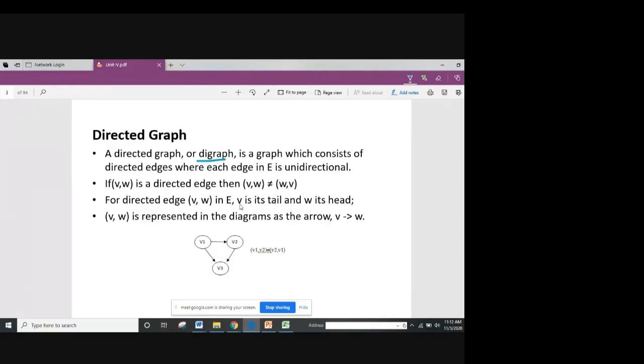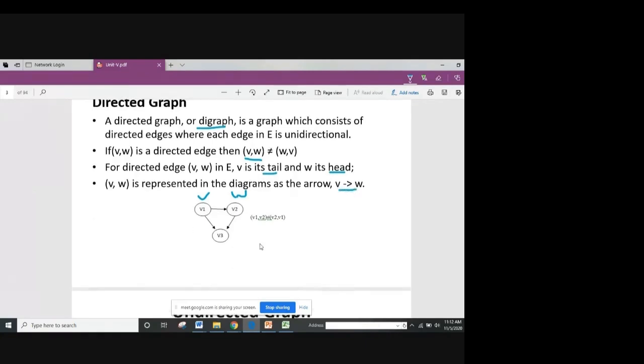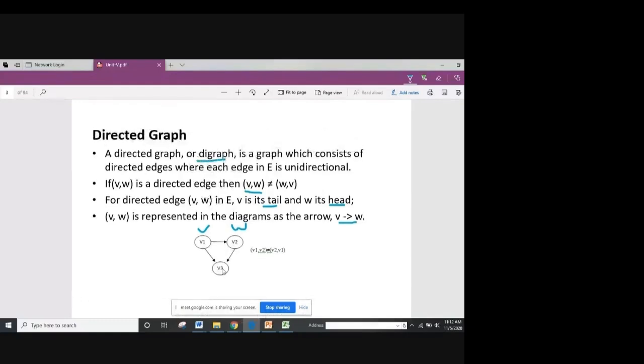So in generalized form, in a directed graph, the edges will be V comma W, where this is V and this is W, meaning V comma W will not be equal to W comma V. For a directed edge, always one will be the source and another the destination. That is called tail and head, or source and destination, and it is represented with arrow marks. So V1, V2 is not equal to V2, V1. Similarly, V2, V3 is not equal to V3, V2, because only one side is directed.